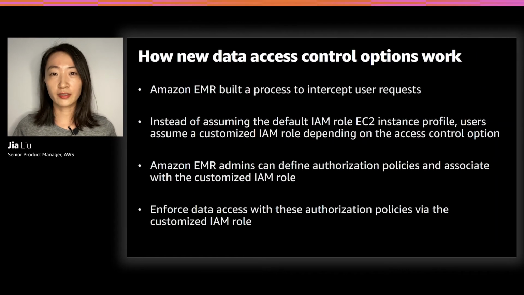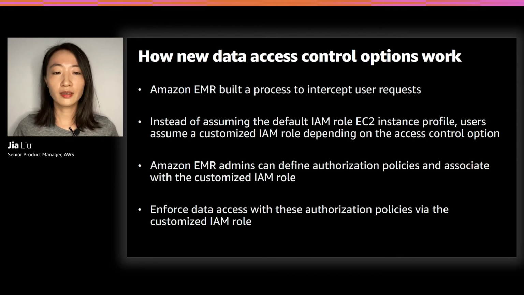We hear this feedback from our customers, and in the past year, we invested a lot in this area and came up with three different data access control options. Here is how these new access control options work at a high level. Amazon EMR built a process to intercept user requests so that instead of assuming the default IAM role, EC2 instance profile, users assume a customized IAM role depending on the access control option you choose. Your Amazon EMR admins can then define authorization policies and associate them with a customized IAM role. And Amazon EMR can use those policies to enforce data access control.